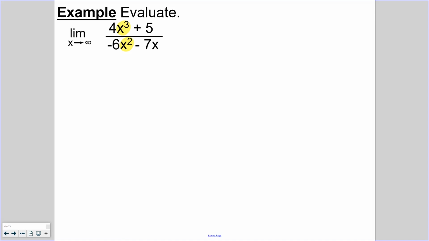Now we're going to factor both those items out of the numerator and the denominator. So that's going to leave us with the limit as x approaches infinity of x cubed times the quantity 4 plus 5 over x cubed all over x squared times negative 6 minus 7 over x.